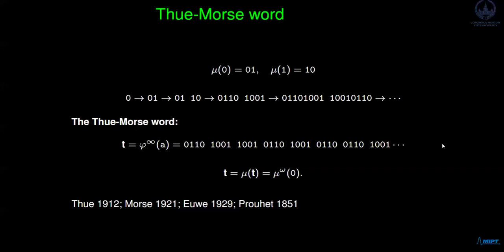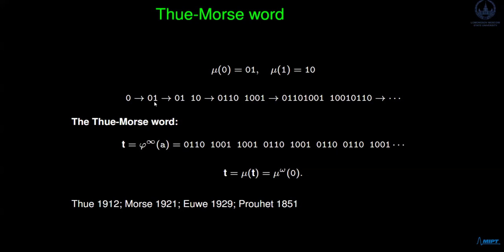Finally, let's explore the Thue-Morse word in more depth, which is an infinite binary sequence generated by iterating the Thue-Morse morphism we discussed earlier. To recall, the Thue-Morse morphism is defined as mu of 0 is 0, 1, and mu of 1 is 1, 0. Starting from 0, we can iteratively apply the morphism.